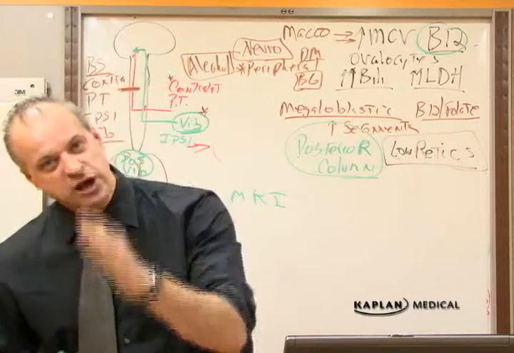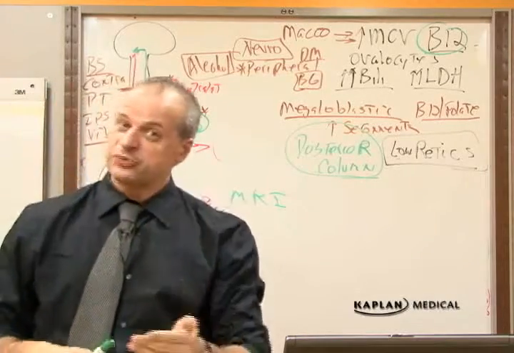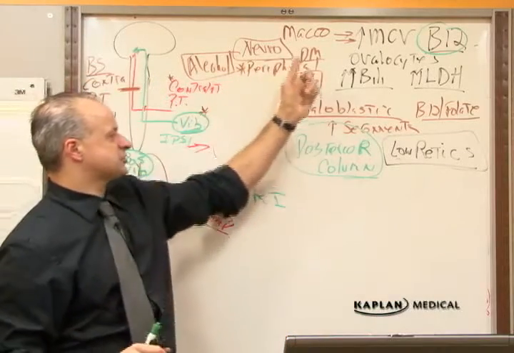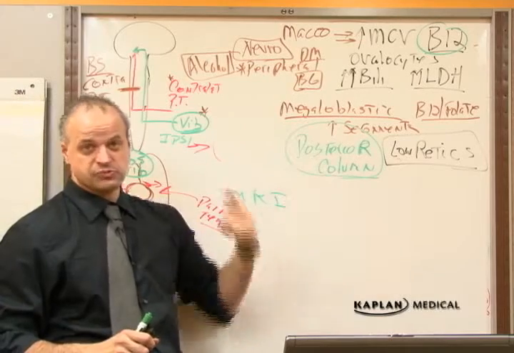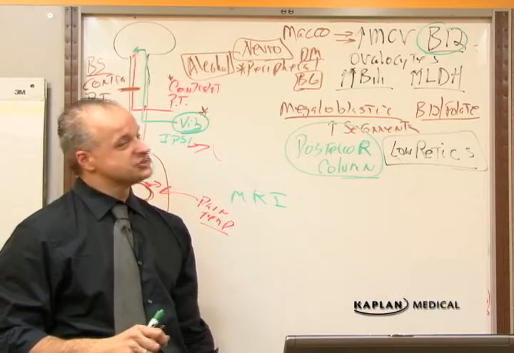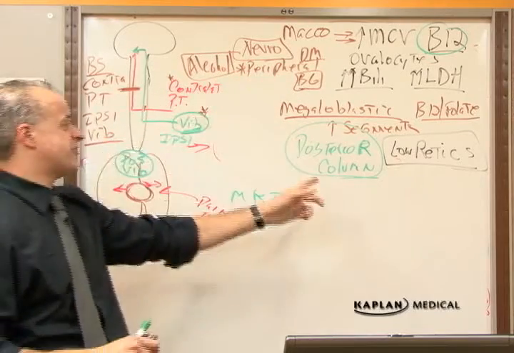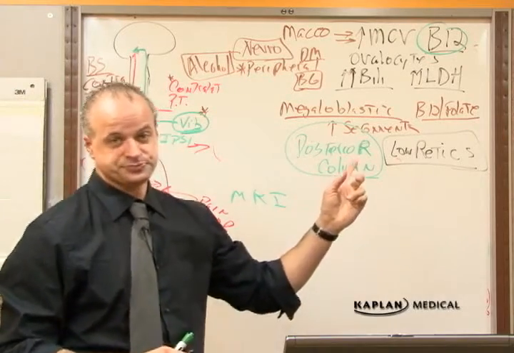However, remember, B12 deficiency can present with any neurological finding. It's just that peripheral neuropathy is the most common, and posterior column involvement is rather characteristic of B12. There's not that many things that do posterior column. Lots of things cause peripheral neuropathy, but very little does posterior column.